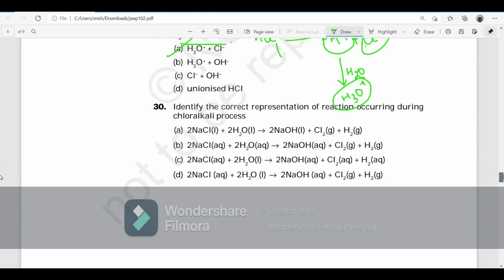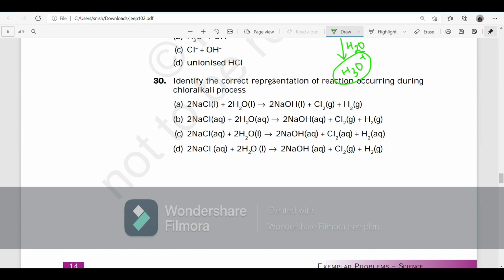Alright, next. Identify the correct representation of the reaction occurring during the chloralkali process. The chloralkali process is directly from the textbook. You should just remember the sequence of it. I think the reactants and products are unchanged, but the states are changed. So it should be the fourth option. This is directly from the textbook and you should know this by now.